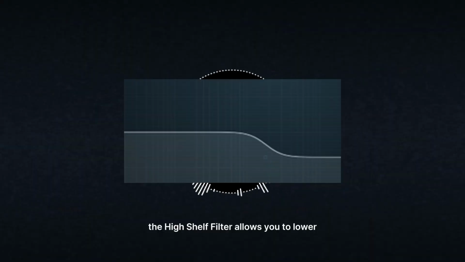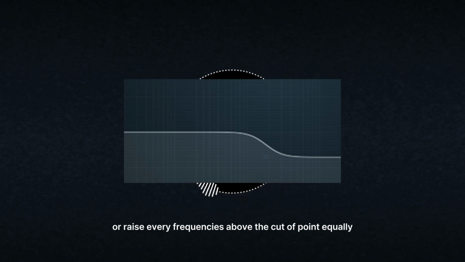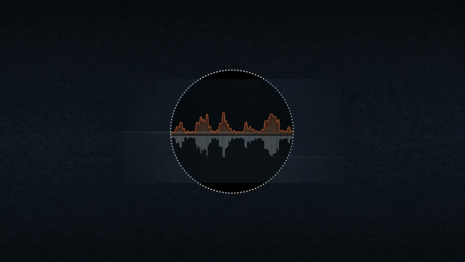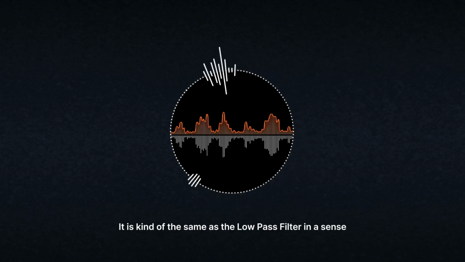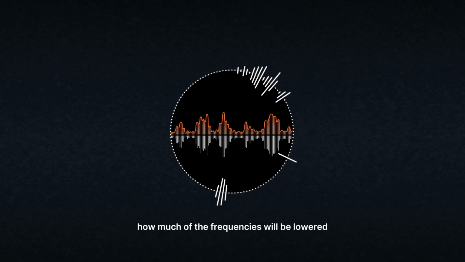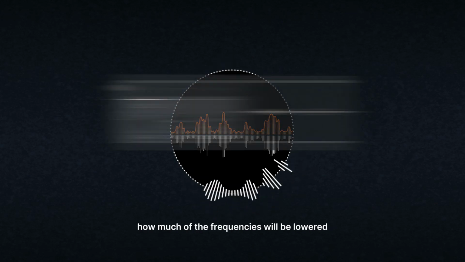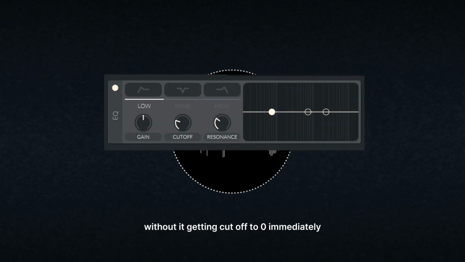The high shelf filter allows you to lower or raise every frequency above the cutoff point equally. It is kind of the same as the low pass filter in a sense, but unlike the low pass, you have more control over how much of the frequencies will be lowered without it getting cut off to zero immediately.